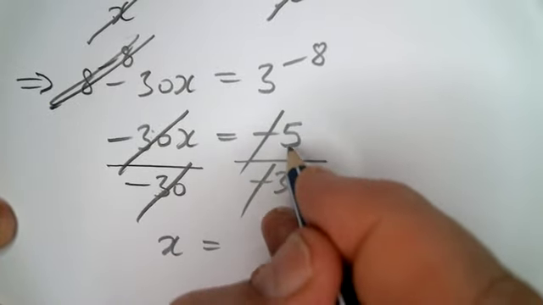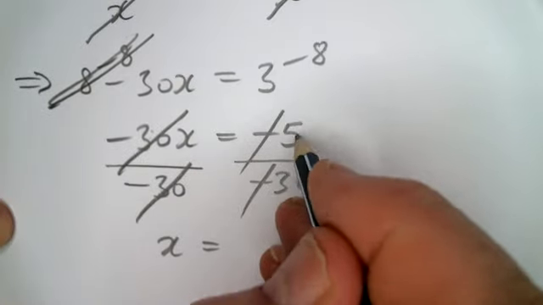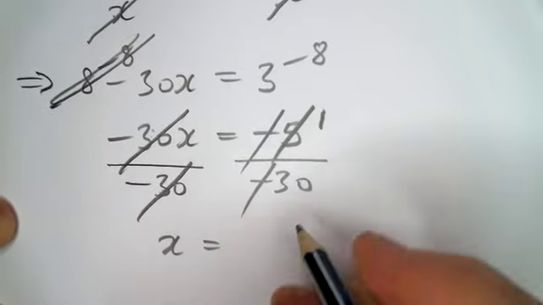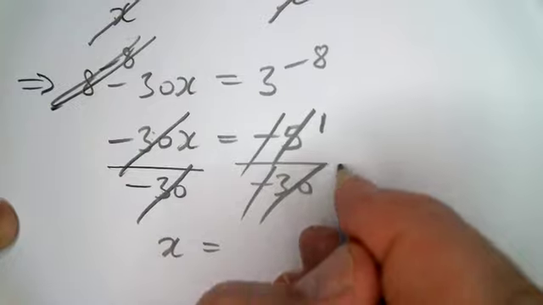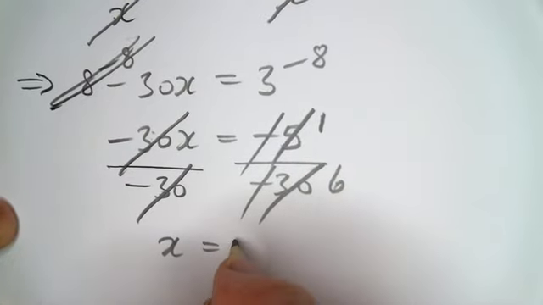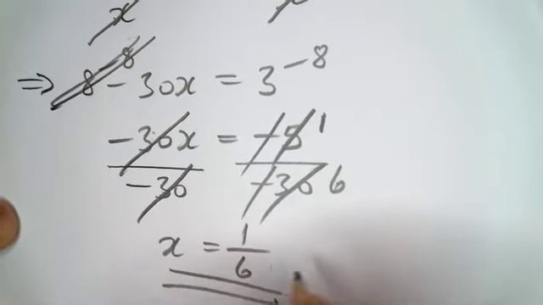30 and 5, well, what's common to that? Well, 5 goes into 5 1 time. 5 goes into 30 6 times. So the answer is 1 over 6, and there is my solution.